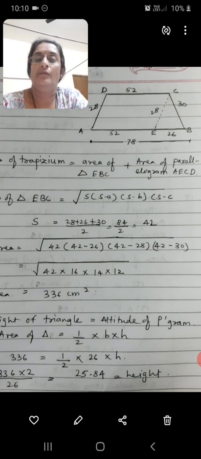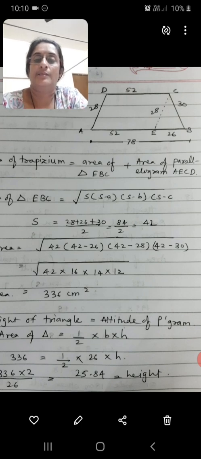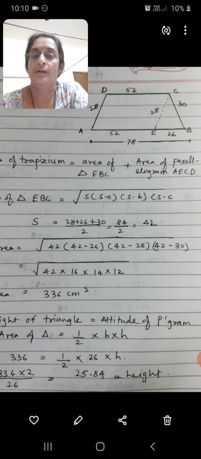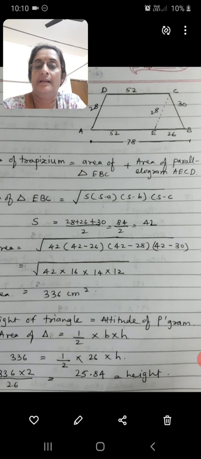Using the same formula which I used in the previous sum, that is Heron's formula, root of S into S minus A, S minus B, S minus C, we are going to find the area of this triangle. So 42 is the semi-perimeter, 42 minus 26, 42 minus 28, 42 minus 30. The same way we did in the previous sum, we have to do. The area of this triangle we will get is 336.